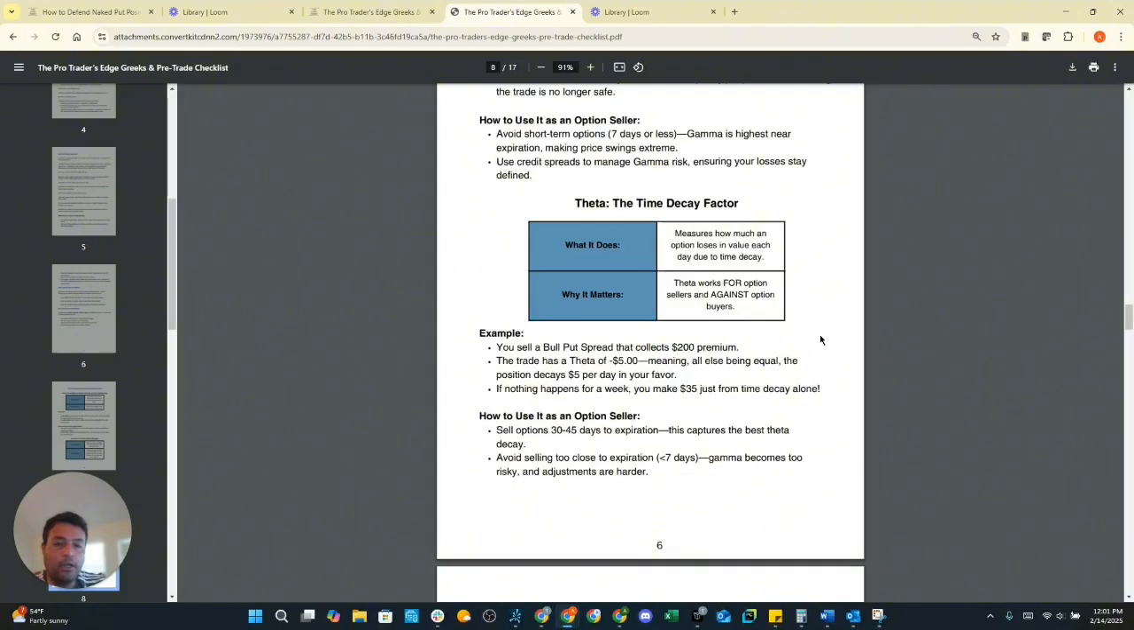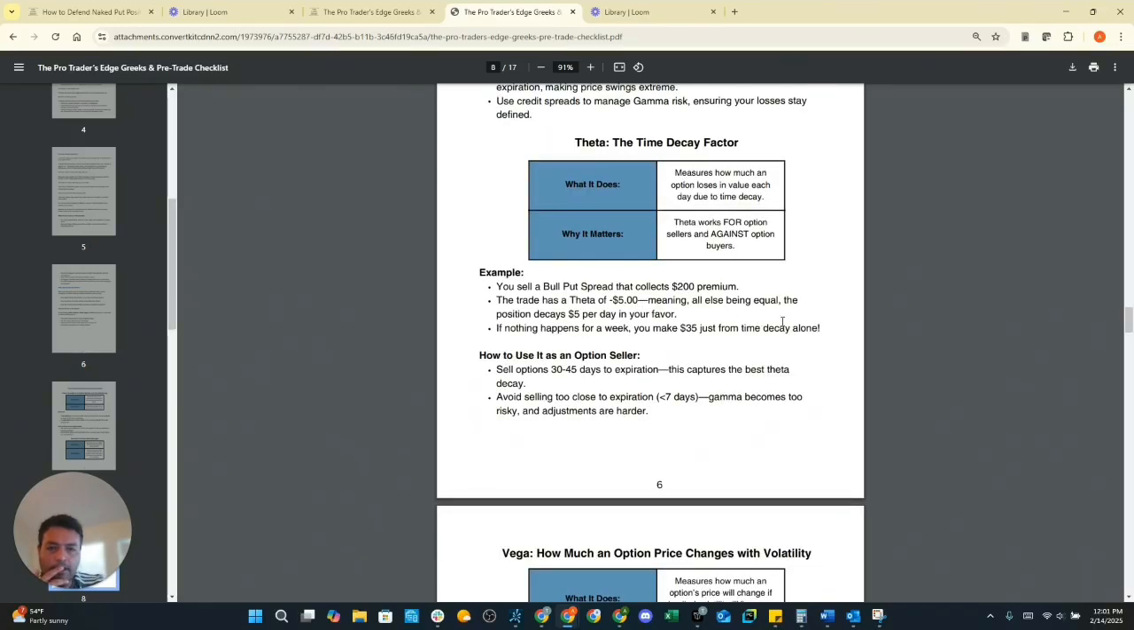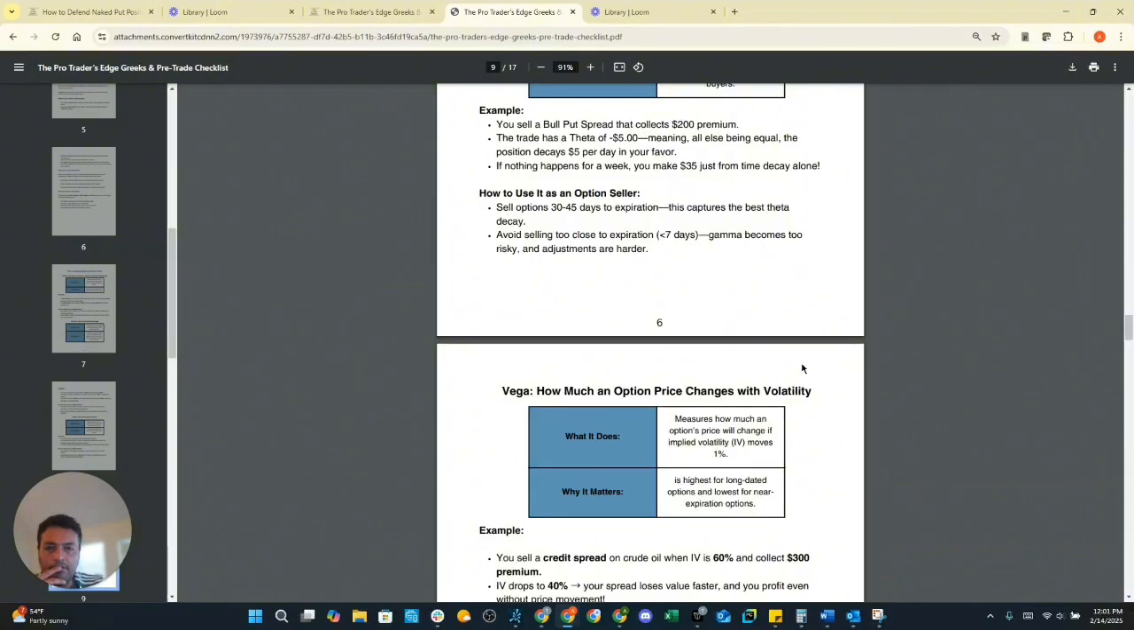Okay, Theta. I need to take you through my checklist as well. So I need to run through this very quickly now. Theta measures how much an option loses in value each day due to time decay. I've already shown you that. For a long call, it's negative. For a short call, the whole thing is positive, meaning all else being equal, the position decays $5 per day. We know that. Fine. Get going.